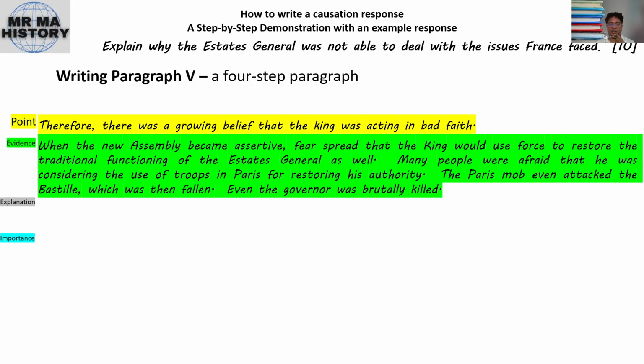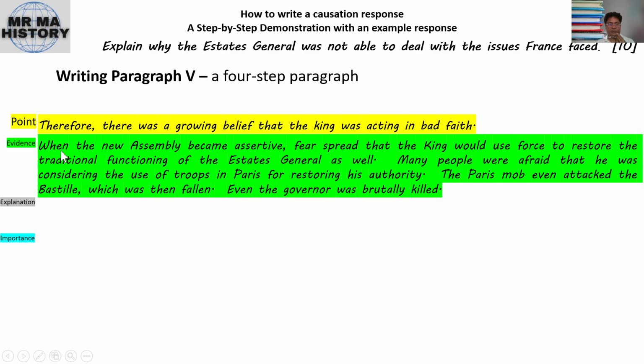So, what evidence is there for this? When the new assembly became assertive, fear spread that the king would use force to restore the traditional functioning of the Estates General as well. Many people were afraid that he was considering the use of troops in Paris for restoring his authority. The Paris mob even attacked the Bastille, which then fell. Even the governor was brutally killed. So these sentences show the evidence of why the king was showing bad faith.